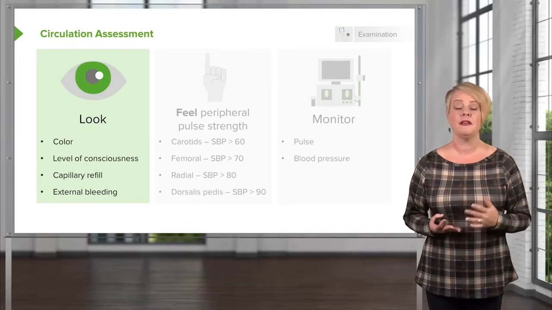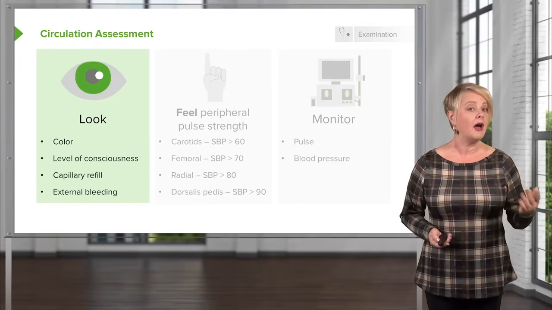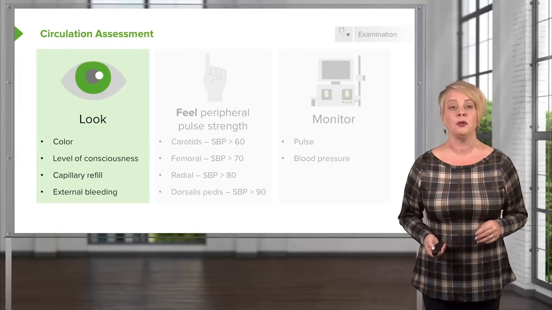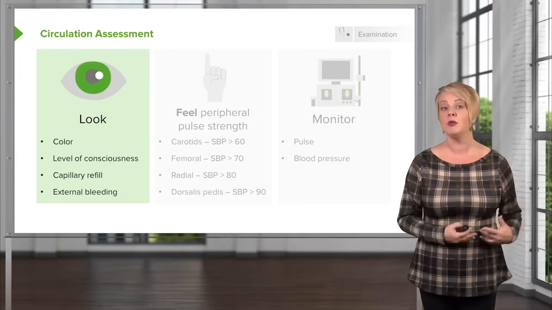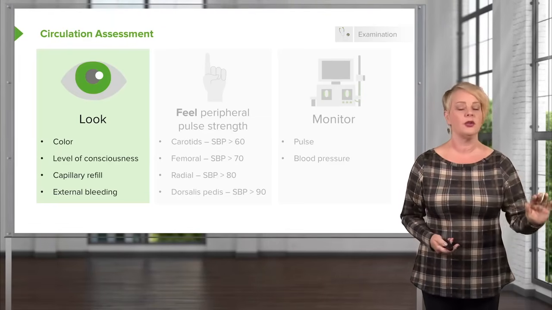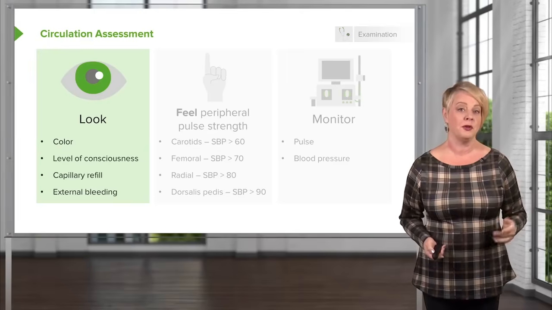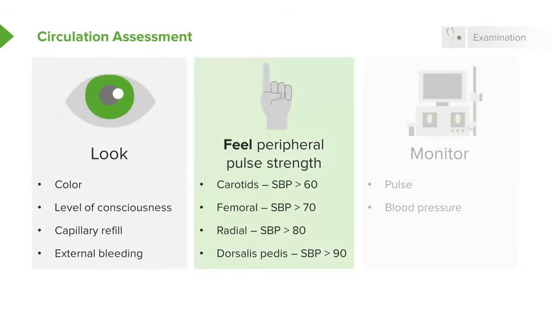You can also look at things like capillary refill, and obviously you want to look for signs of external bleeding, because a patient who has a wound that's actively hemorrhaging, you're clearly going to want to control that bleeding before you do much of anything else. We also want to feel their peripheral pulses, and the peripheral pulses are really important because they give you a quick sense of the patient's blood pressure, which is really the bottom line on the adequacy of their perfusion.